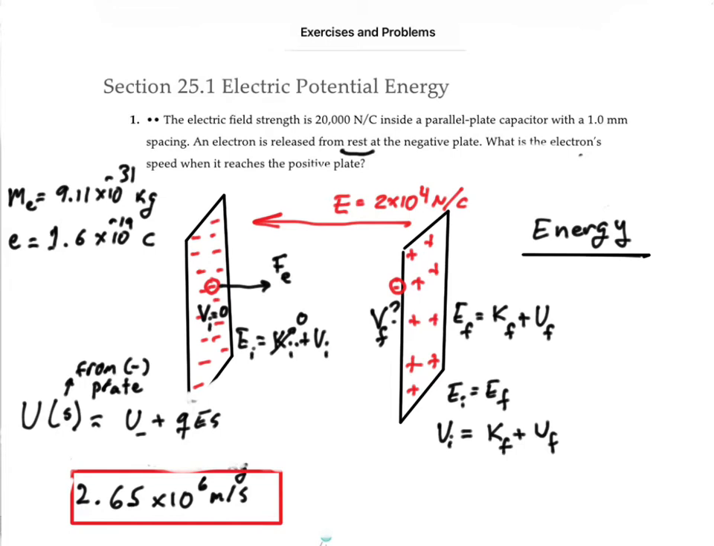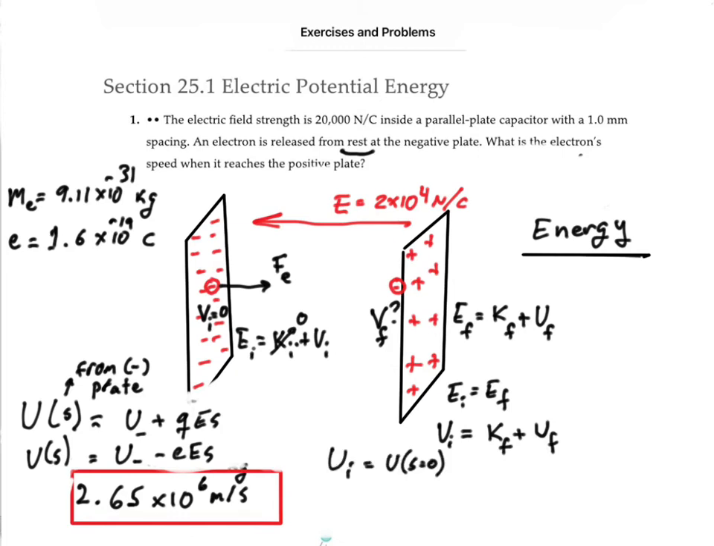Now, we have an expression from the previous video. We saw that the potential energy of a charge inside a capacitor is a linear function of the distance measured from the negative plate. In this equation, S is the distance measured from the negative plate. So the potential energy as a function of S is equal to the potential energy on the negative plate plus the charge of the object, in this case the electron, times the electric field inside the capacitor times S. The charge of the electron is minus E, and we can plug that in there.